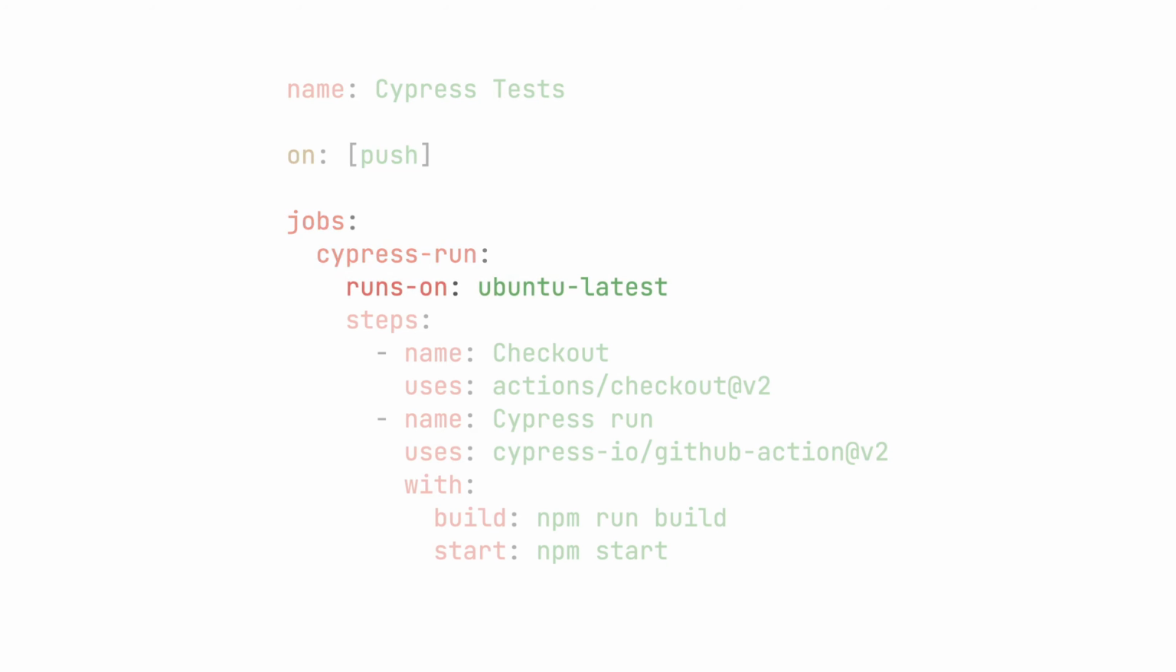Then, under the jobs directive, we name our action Cypress Run, but again, you can name it whatever you like. We then tell GitHub to run our workflow on the latest Ubuntu image. The steps directive describes what our action is doing.